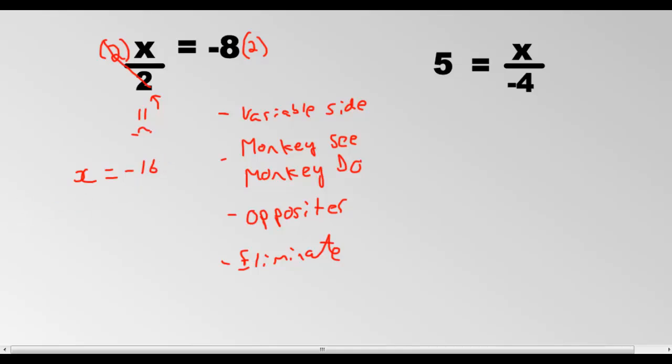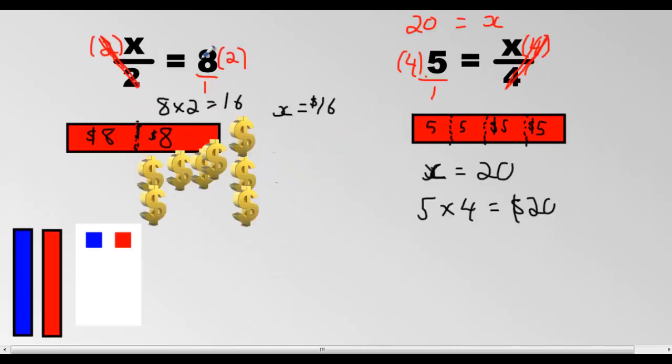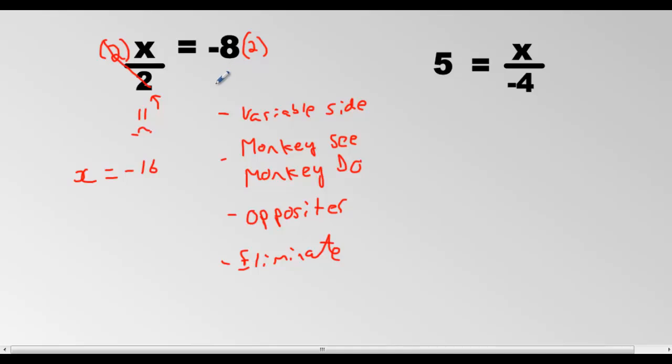Mr. Melham, in the last one it said positive 16. Yes, but the last one said positive 8. This one says negative 8. I just tweaked it a little bit, just to add some variety.